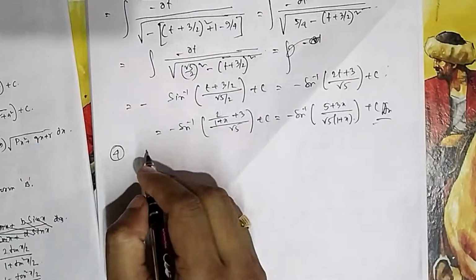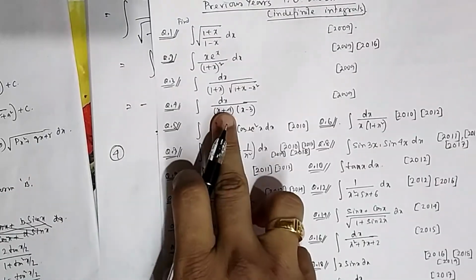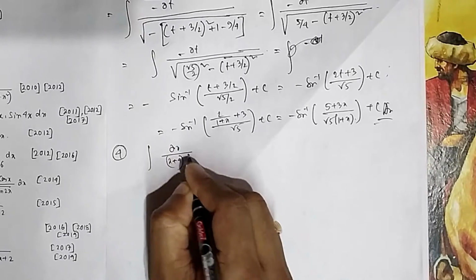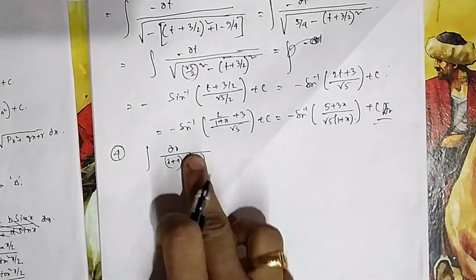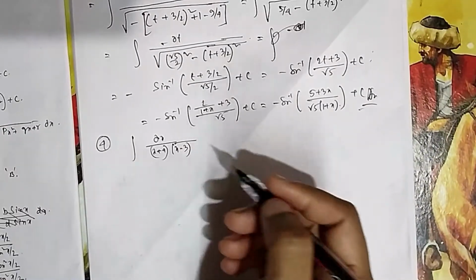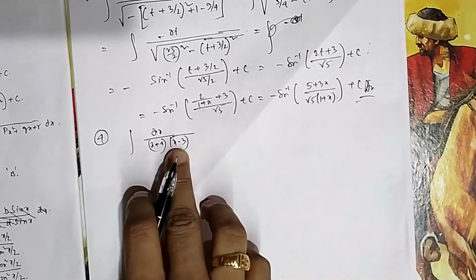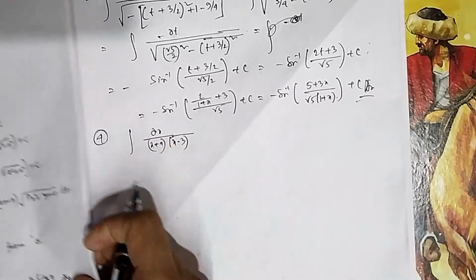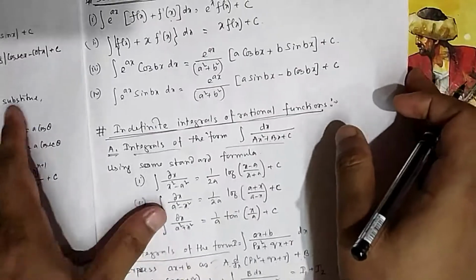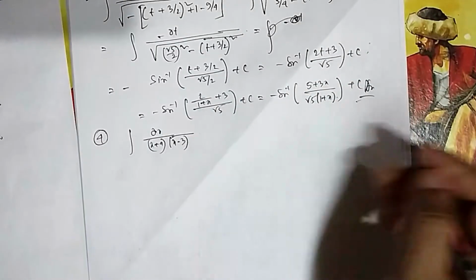Next, if you come to question number 4, what is asked here is to find the integration of 1 by (x plus 4)(x minus 3). So this is a product of two linear factors. It is better if you use the partial fraction method. You can do it by taking the product and making it a perfect square of the format 1 by x square plus a square, either of this format, but you can apply partial fraction here also. That is very easy also.